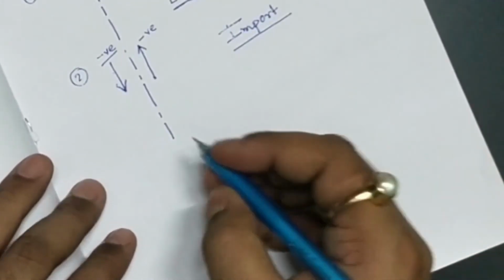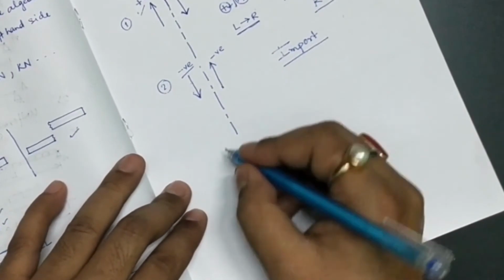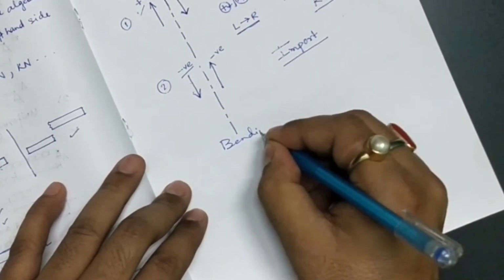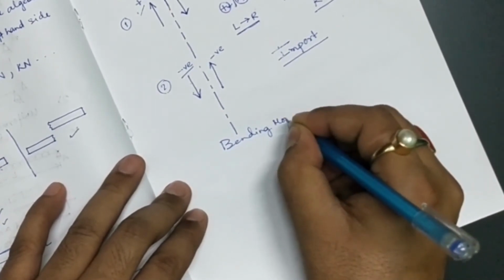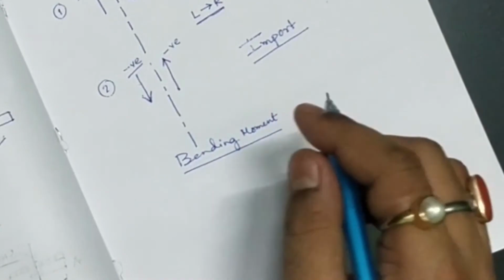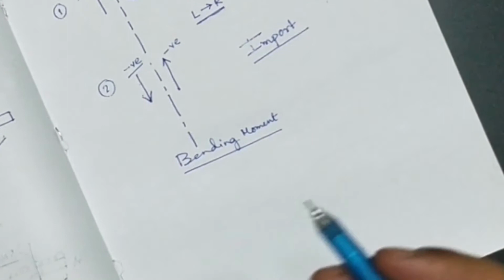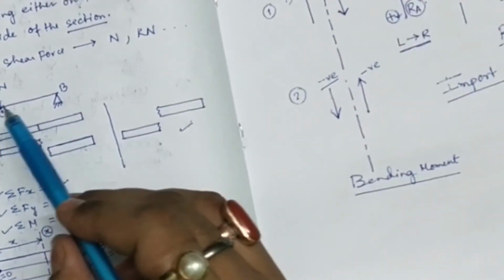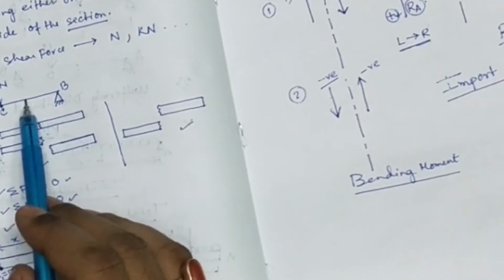Okay, now let us discuss bending moment. So I have said that there will be a condition if a force is acting on a beam. In the previous section you can see, if a force is acting on a beam, then the beam may shear.